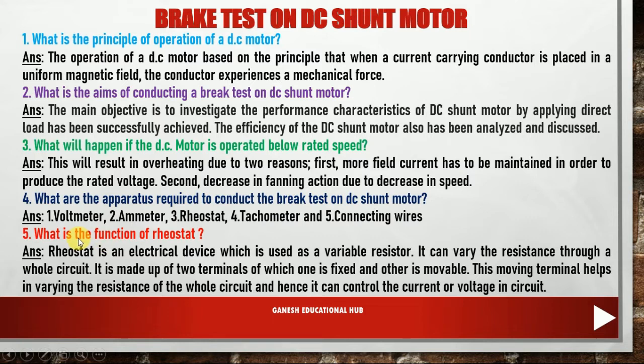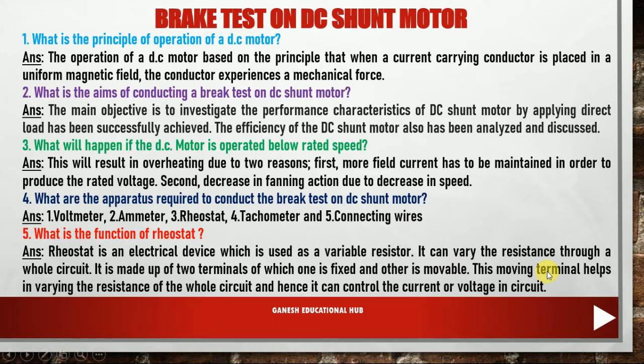Next, fifth question: what is the function of a rheostat? Most important, a rheostat is an electrical device which is used as a variable resistor. It can vary the resistance through the whole circuit. It is made up of two terminals, of which one is fixed and the other is movable. So here this rheostat has two terminals. One is the fixed terminal and the second one is the movable.